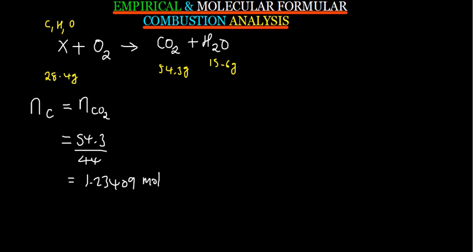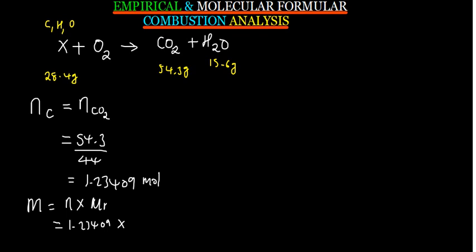How can I find mass given the number of moles? Its mass is equal to number of moles times molar mass. Good. Number of moles times molar mass. So the number of moles I've already found, 1.23409, times the molar mass.